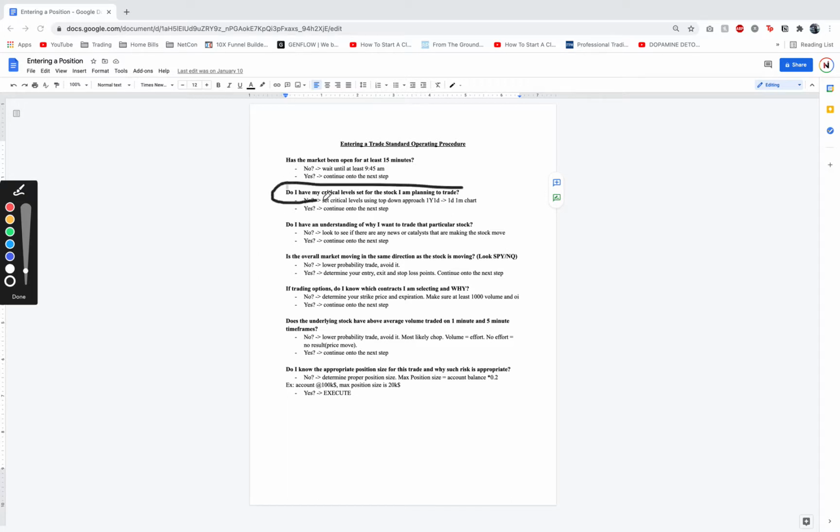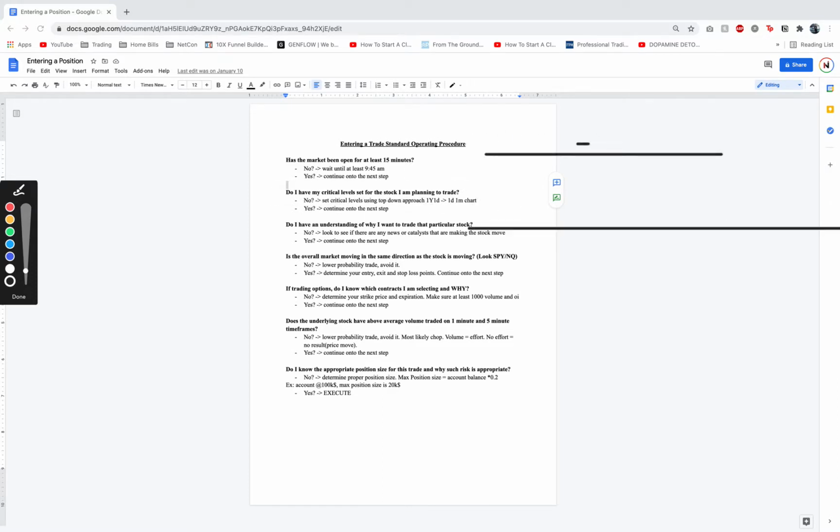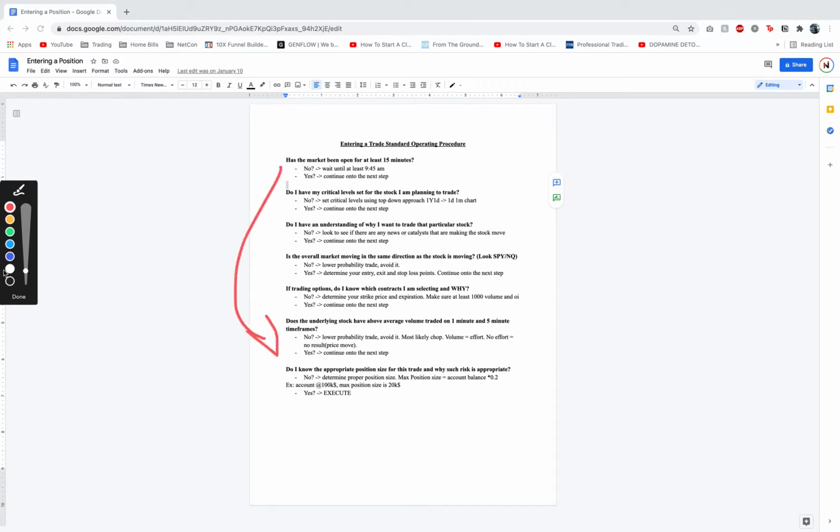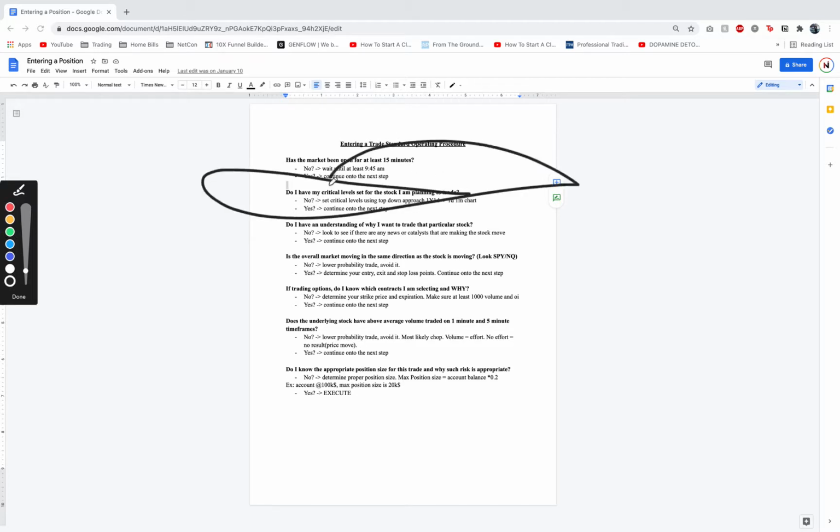Step number two is saying, hey, do I have my critical levels set for the stocks I'm planning to trade? Do I have support levels set? Do I have resistance levels set for the stocks that I'm planning to trade? Because if I don't, I don't have a high probability setup whatsoever, because I'm trading without a plan. If I don't have those critical levels established, how am I supposed to trade? A lot of people I know rush and skip to taking on a trade in step 6 or 7 without having step 1 or 2 completed. If you don't have your critical levels set, you should not be trading or taking on any positions.